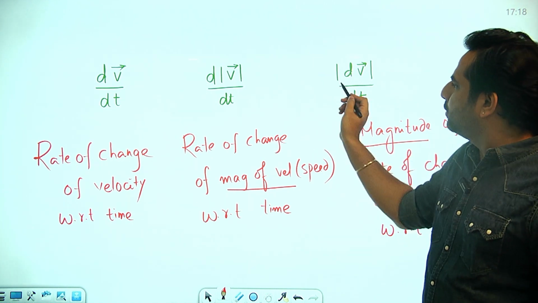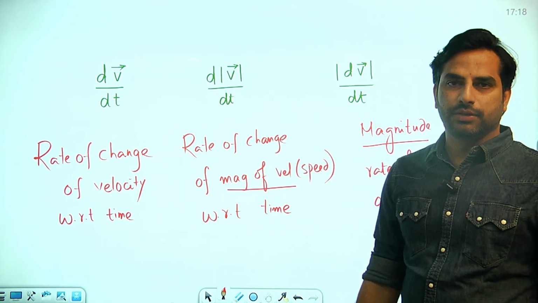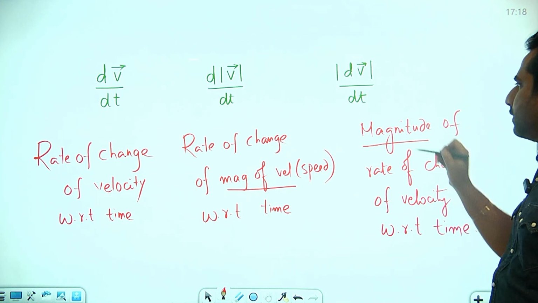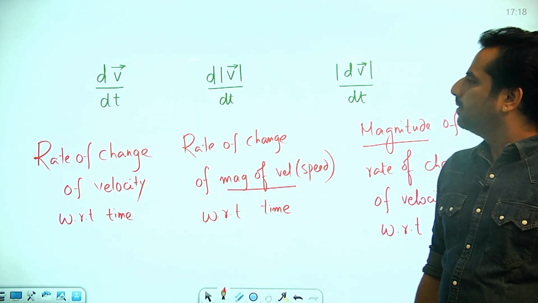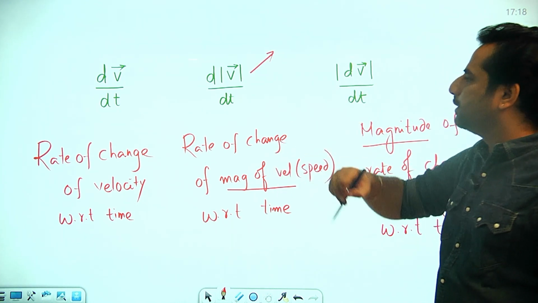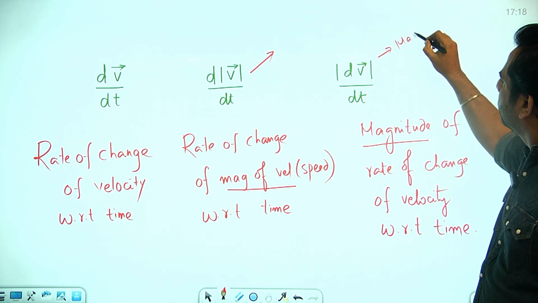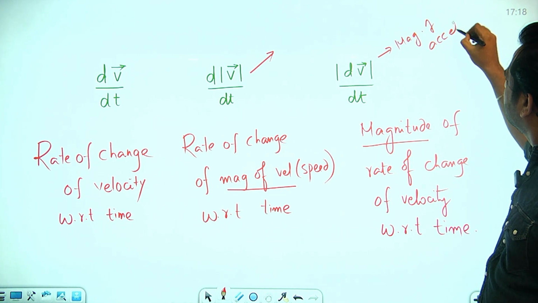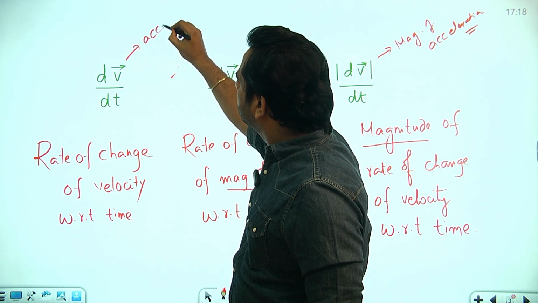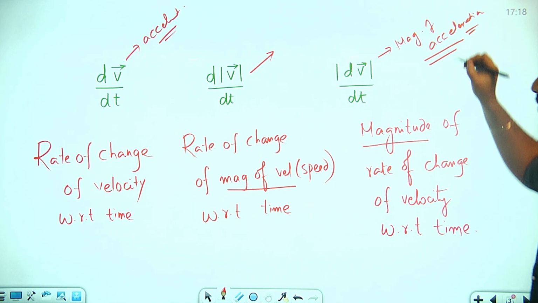So look at these two expressions. This is the rate of change of magnitude of velocity with respect to time, whereas this is the magnitude of the rate of change of velocity with respect to time. So this is basically the rate of change of speed with respect to time. This is the magnitude of acceleration, because dv bar by dt is acceleration.